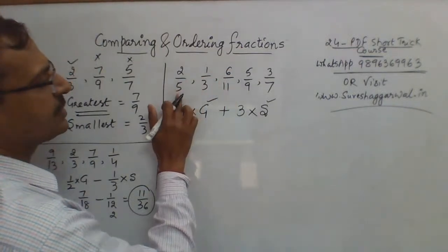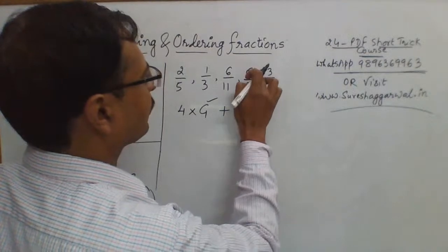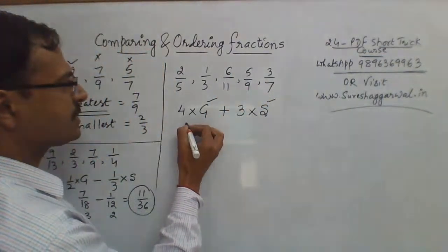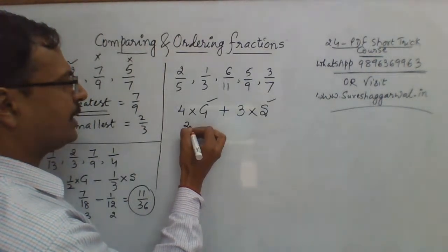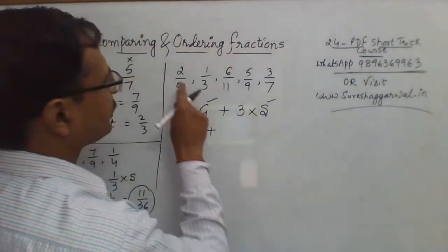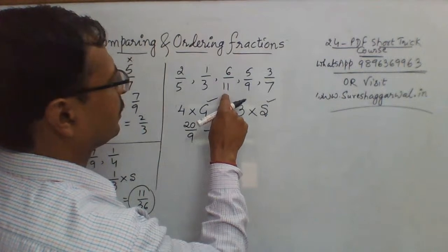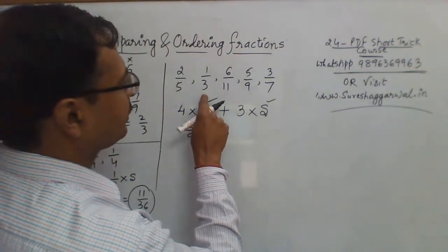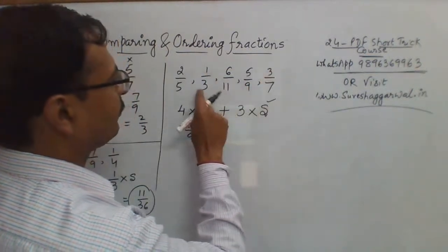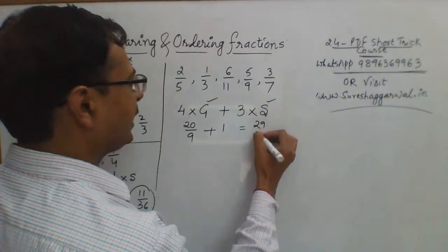6 5s are 30, 22, 30, 54, 55, 35. 5 by 9 is the greatest. So 4 times that is 20 by 9, plus. Let's look for the smallest. It is 1 by 3. 3 times 1 by 3 is 1. 29 by 9 is the answer.